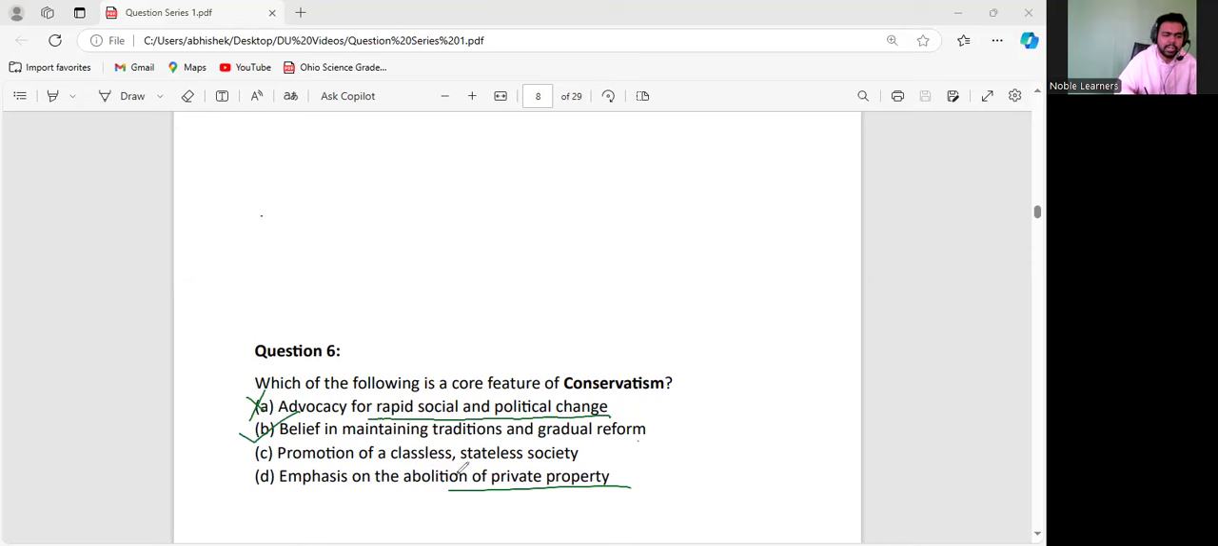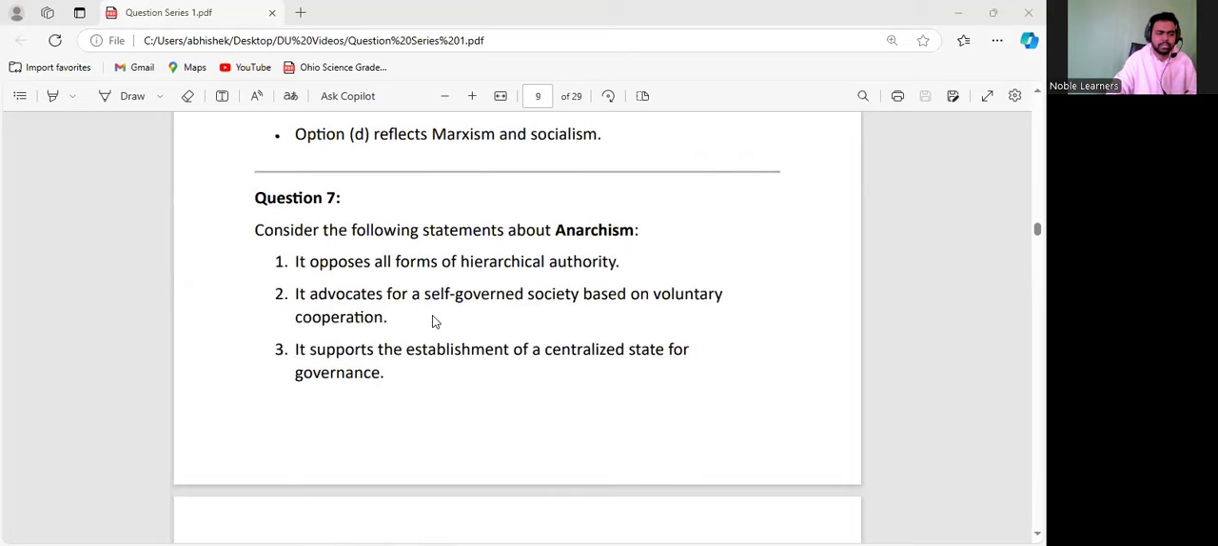Now, promotion of a classless and stateless society. See, this is the tenet of Marxism actually. Marxism promotes the classless and stateless society. Now, the fourth one, emphasis on the abolition of private property. Again, it's Marxism which is promoting that kind of idea. So B would be our answer. Let us go to the next one.